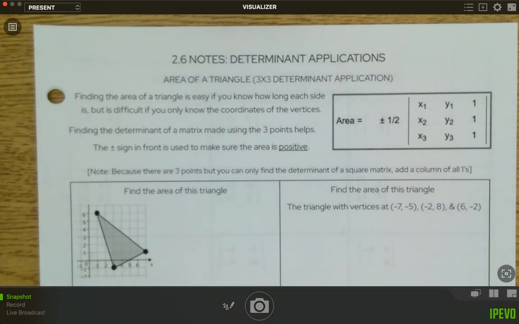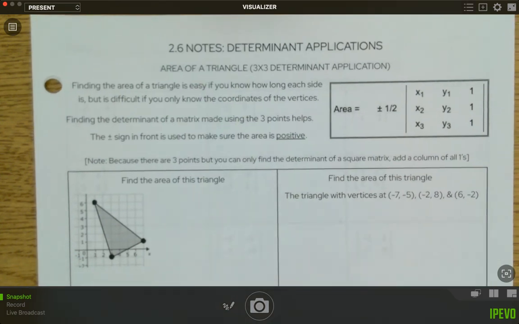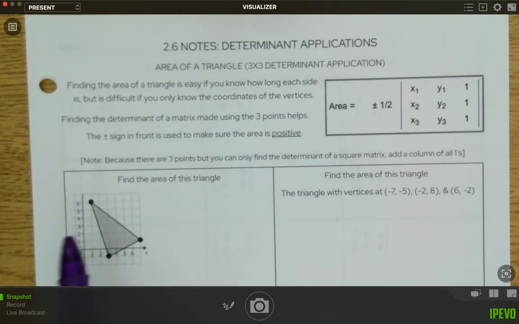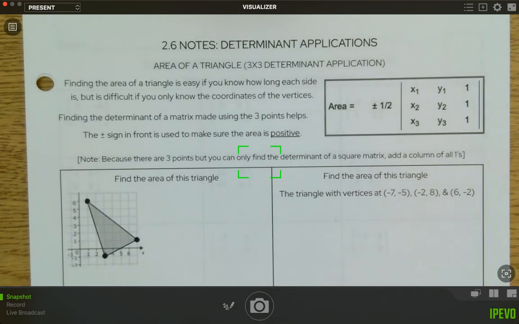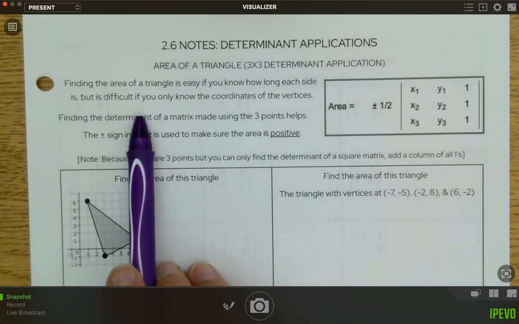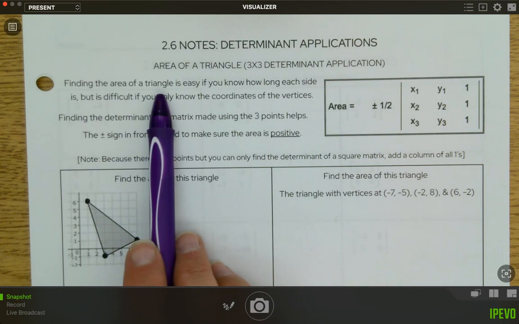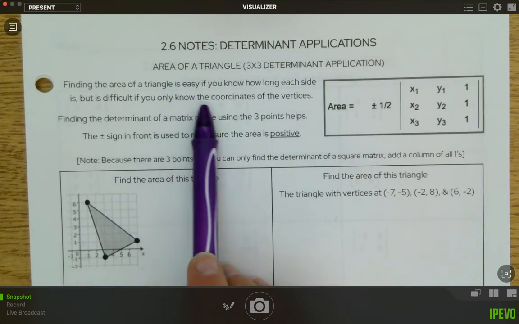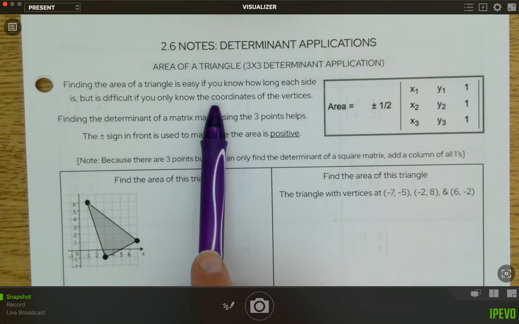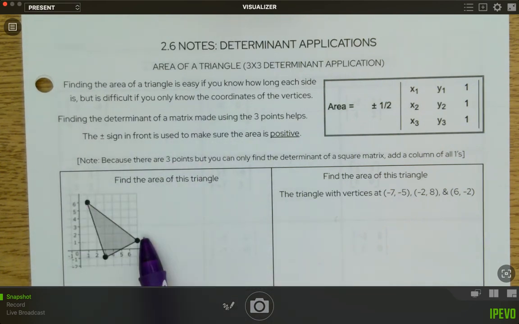So, if you take yourself back to geometry class, you might remember talking about how to find the area of shapes on a grid like this. So, not just any shape where the sides are marked, but a shape where you actually have to count out the distances or lengths. Finding the area of a triangle is pretty easy if you know how long each side is, but it's actually pretty difficult if you only know the coordinates because you would have to use the distance formula to count how long each of these are.